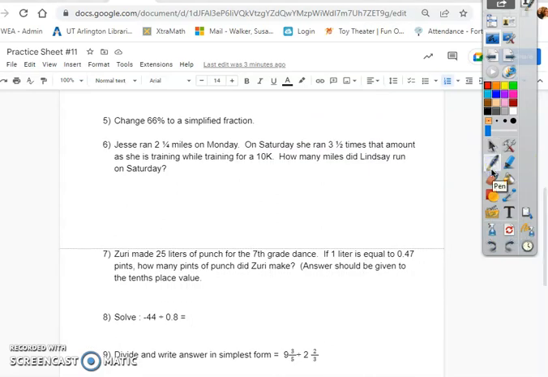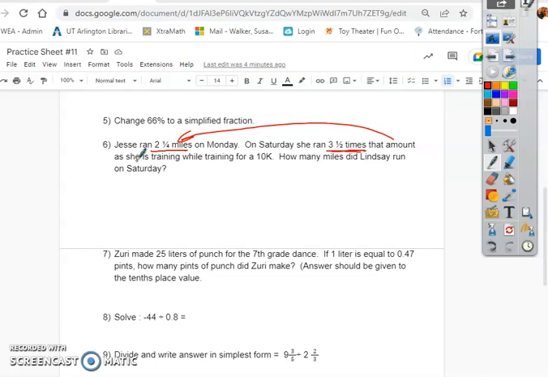Then simplify. Number 6. Jessie ran 2.5 miles on Monday. On Saturday, she ran 3.5 times this amount. Okay? 3.5 times that amount, as she is training for a 10K.